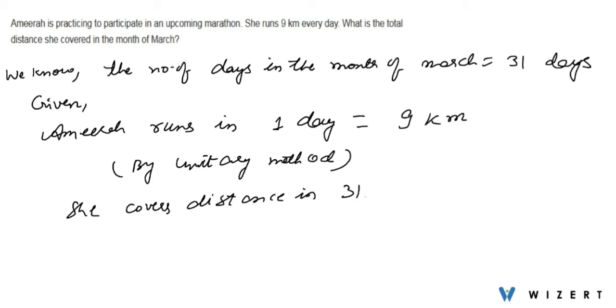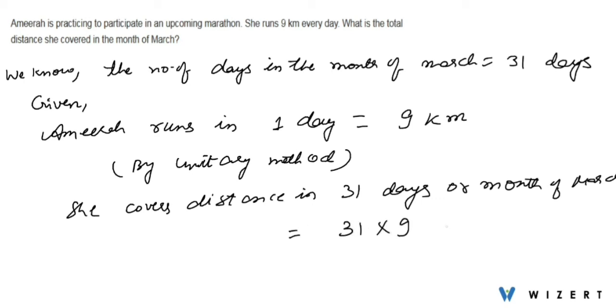in 31 days, which is the month of March. So this distance is nothing but 31 multiplied by 9. So we have used the unitary method here. This multiplication will give 279 km. So this is the total distance she covered in the month of March. So this is the answer.